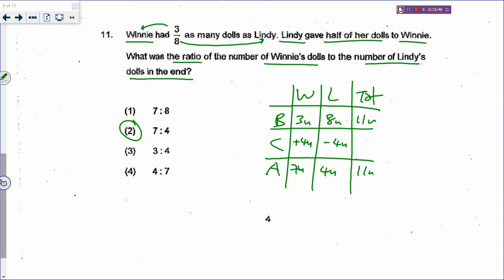So this is a table method, which is very effective to show the problem. And what is the ratio of Winnie's to Lindy's dolls in the end? It is 7:4. So your answer is number 2. So this is under heuristics as well. The table method is a heuristic, besides model drawing. Okay, let's go on to the next one.